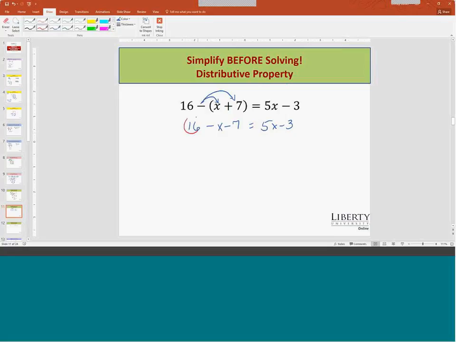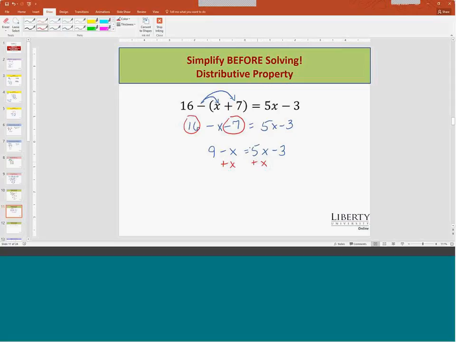Now, two constant numbers, 16 and this minus 7, when you combine them, that gives you 9. Minus x equals 5x minus 3. Now we have two x terms, so I need to eliminate one of them. Let's move it over to the right side this time. So again, it doesn't matter if you subtract 5x from both sides, that's still going to give you the same value. If you do your steps correctly, it will still give you the same result for x.